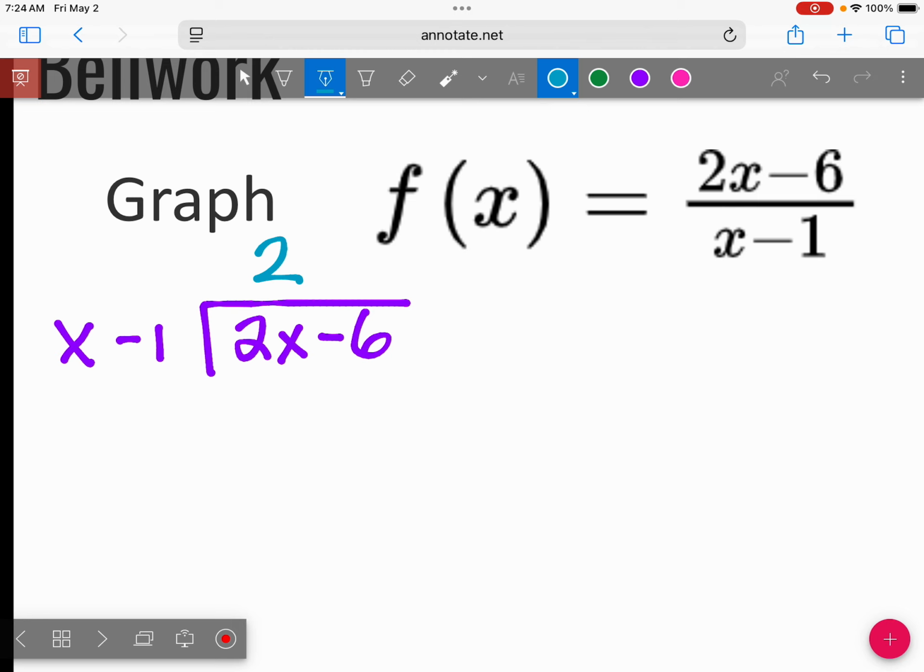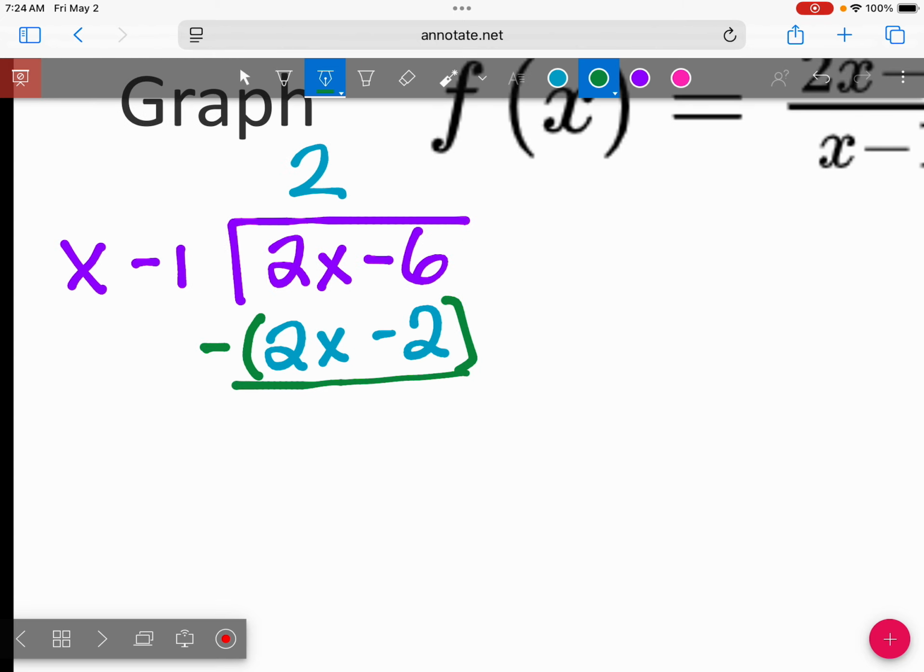So 2 times our x gives us 2x. 2 times minus 1 gives us minus 2. And we need to subtract. Make sure we are subtracting everybody. Because what do we get as our remainder? -4. Our 2x minus 2x cancels out. We get negative 6 minus negative 2. It's the same thing as negative 6 plus 2. So we get a negative 4.